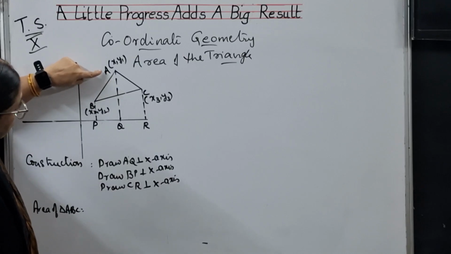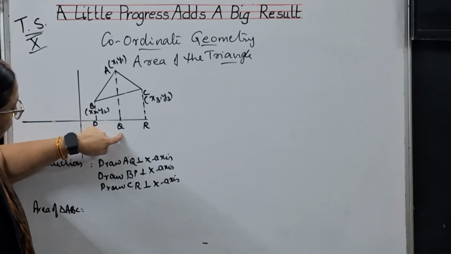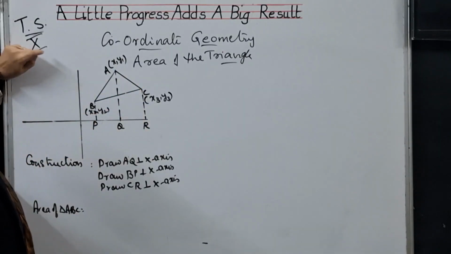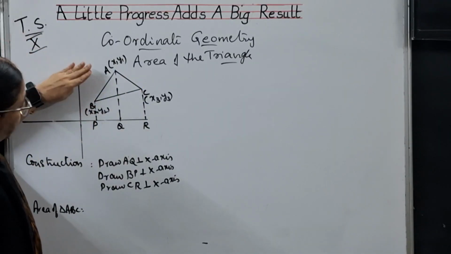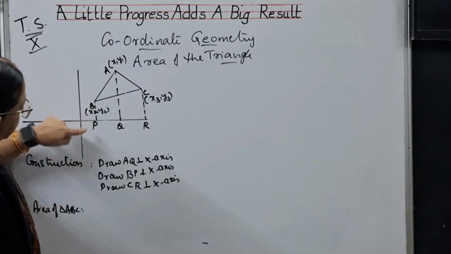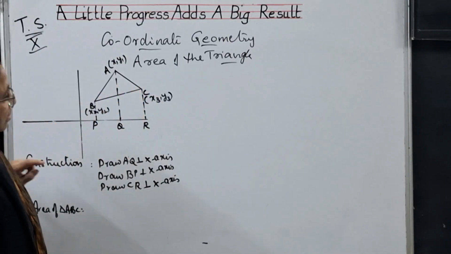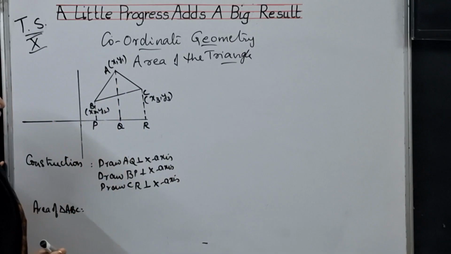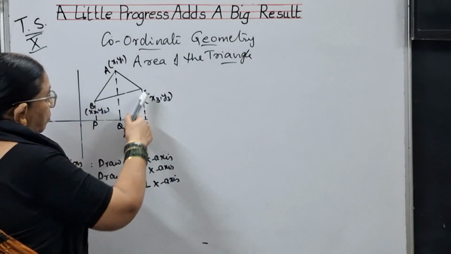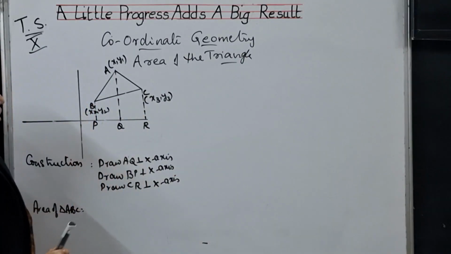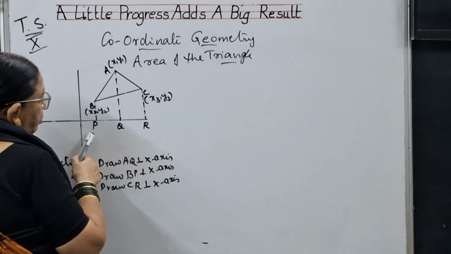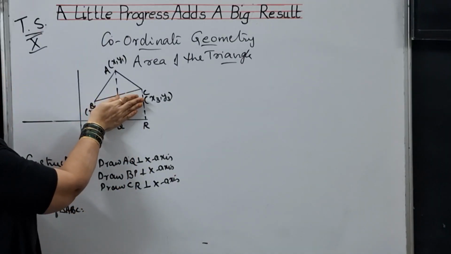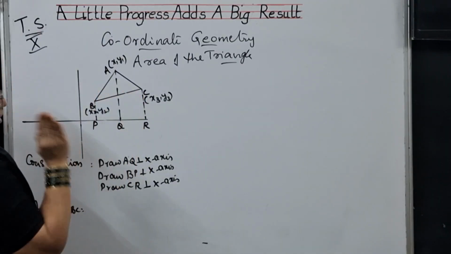From the area of ABPQ plus AQRC, from this sum, you have to subtract BPRC. This is also a trapezium. Why? Because these two lines are parallel. So we have to subtract this BPRC. If you subtract this part, you are going to get the area of the triangle.